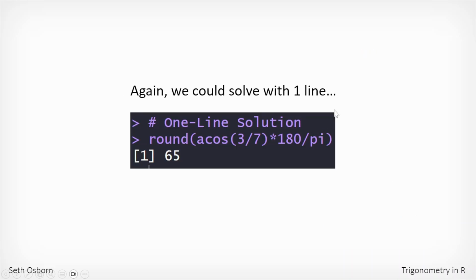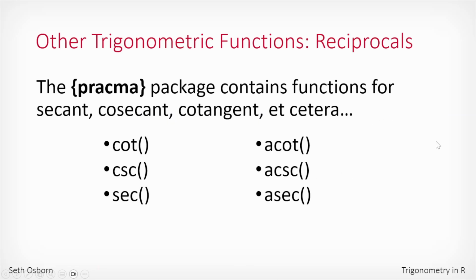Okay, now again, we could solve this with a single line of code. Here we've got arc cosine of 3 divided by 7 times 180 over pi, and then we're just rounding to the nearest integer for just 65 degrees. Now, let's talk about a few other functions you might care about.